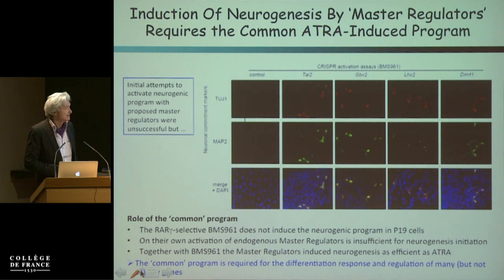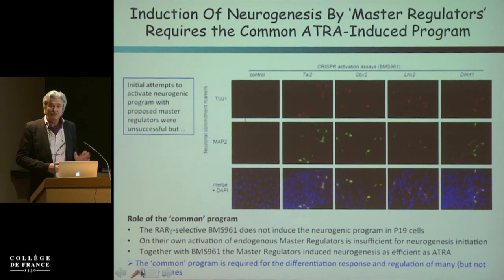The first results were rather depressive because when we did that, there was no response of the cells. And then we asked, going back to what we have learned, there was this common program which was activated. Do we need this common program in addition? And in order to activate the common program, we went into, these are now F9 cells. These are P19 cells, which are, as control cells, not differentiated.